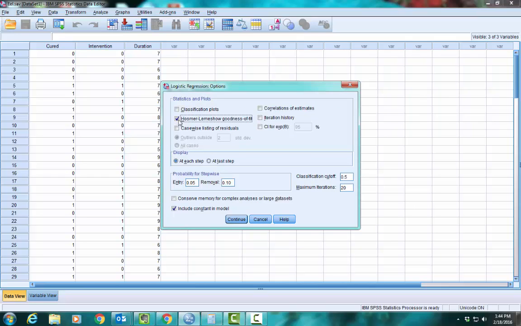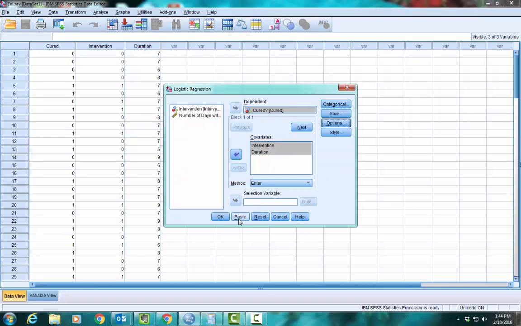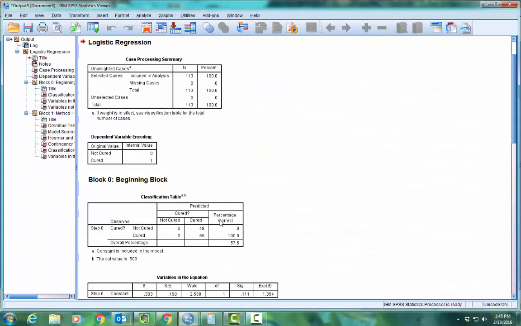Okay, and so what we're going to do is go to options, and we're going to run the Hosmer-Lemeshow goodness of fit, and that will actually help us test one of our assumptions. And one of our assumptions is a linear relationship between the predictor variables and the logit of the dependent variable. And so in order to test this assumption, we are going to run this statistic, and that's it there, and we go ahead.